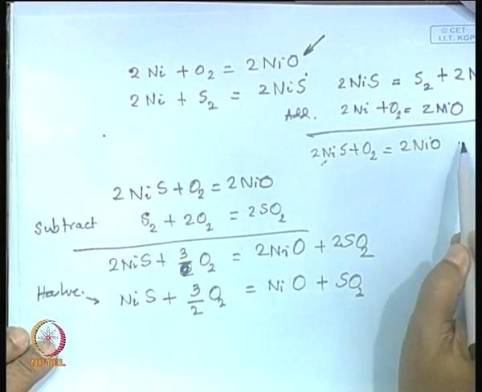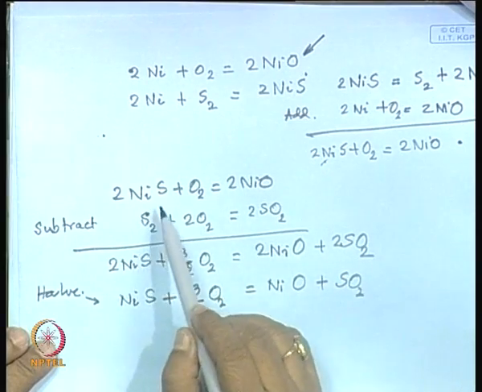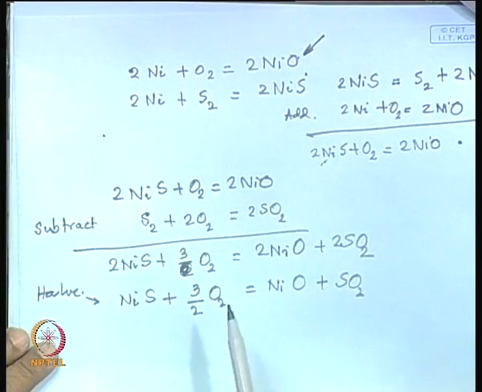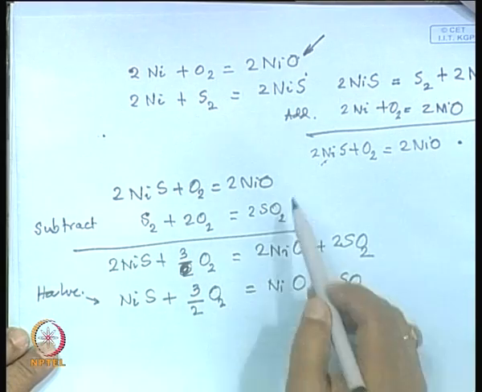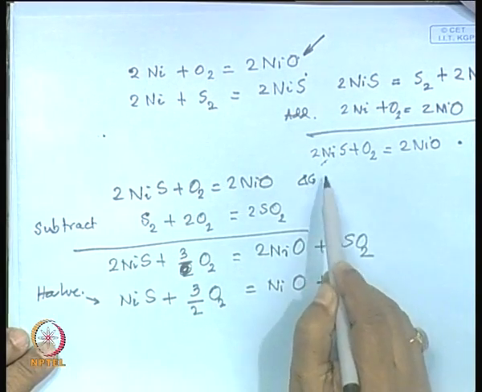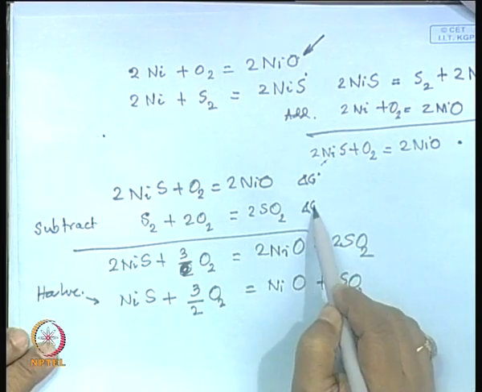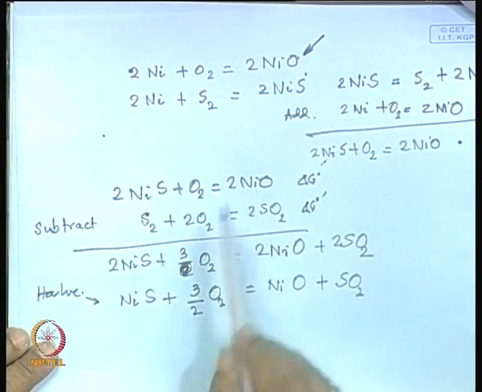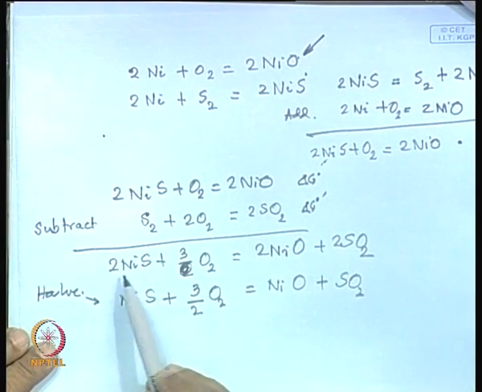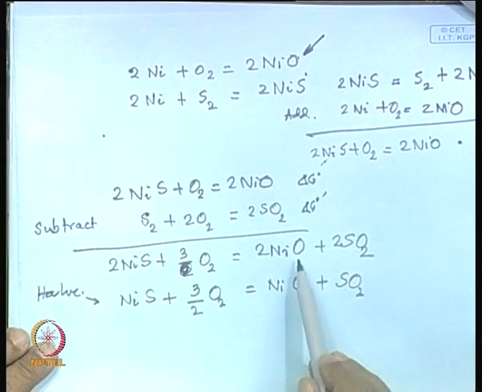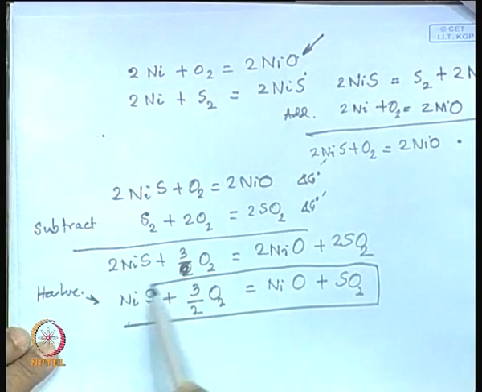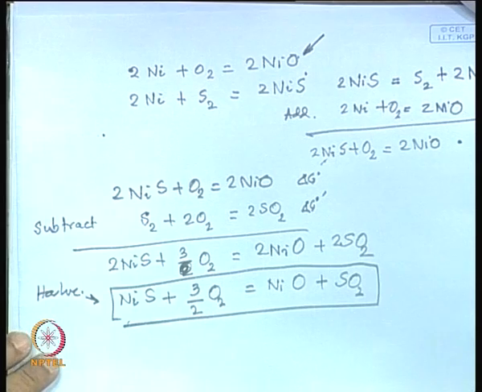So, we can get the delta G naught value for this reaction, 2 NiS plus O2 giving 2 NiO, considering the free energies of formation of the oxide and sulfide. From this, the delta G naught value for this has some value, this will have another value. These values are also available. So, if you subtract this value from that value, we will get the delta G naught for this reaction, 2NiS plus 3 O2 giving 2NiO plus 2SO2, and finally, if you halve it, we will get the delta G naught value for this.